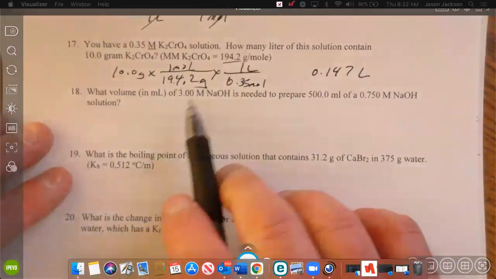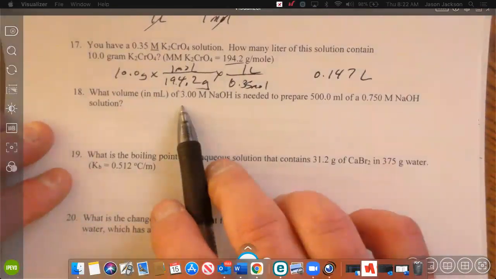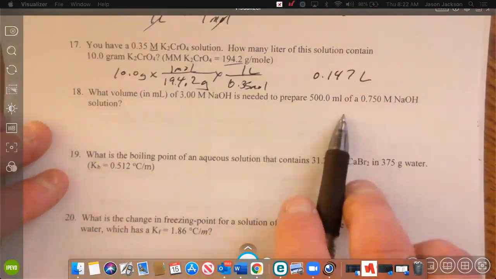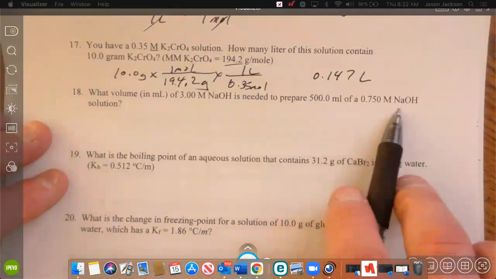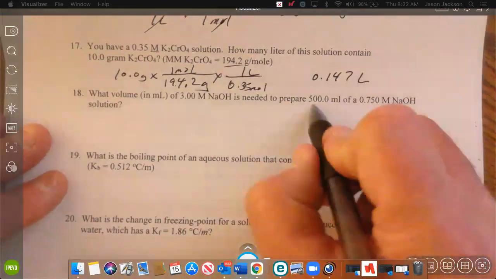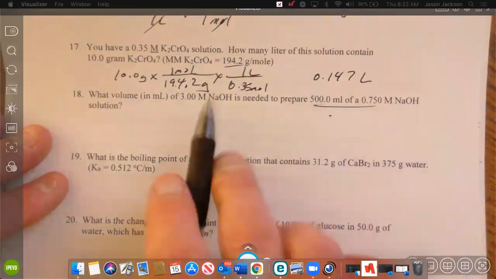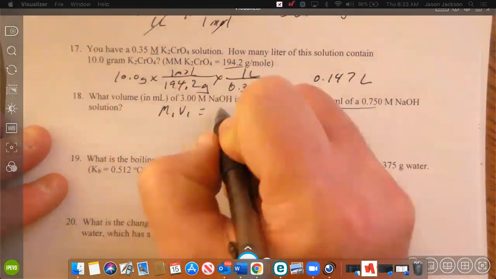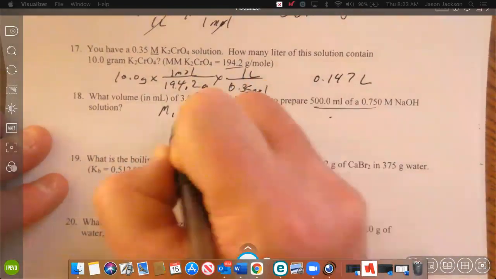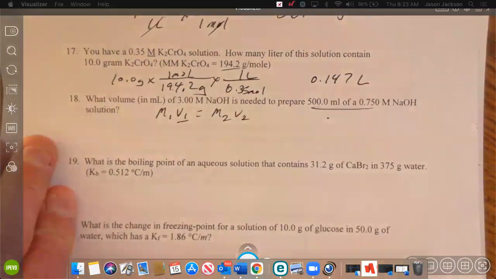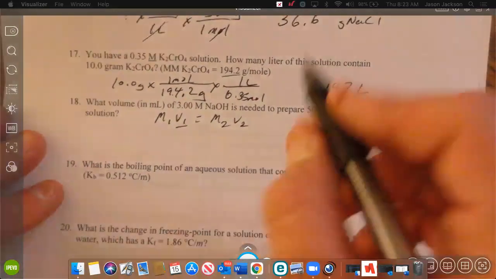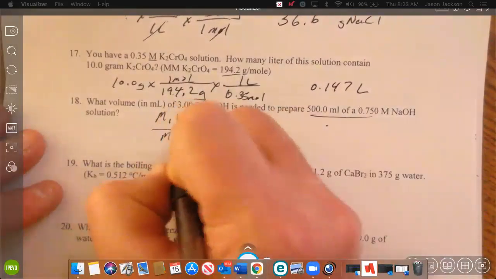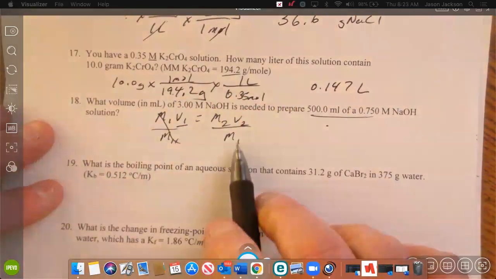What volume in milliliters of 3.00 molar sodium hydroxide is needed to prepare 500 milliliters of a 0.750 molar sodium hydroxide? So we have 2 molarities. So this tells us we are doing M1V1 equals M2V2. We are trying to solve for the volume V1. So that means we're going to divide both sides by M1. M1 will cancel out here.